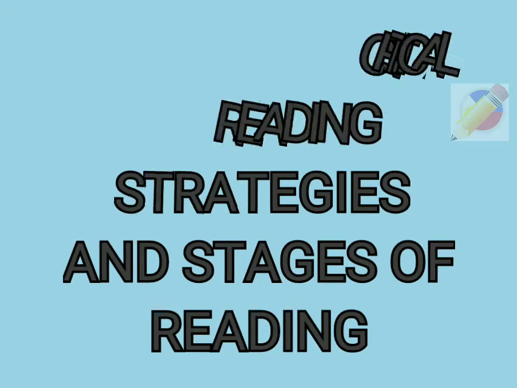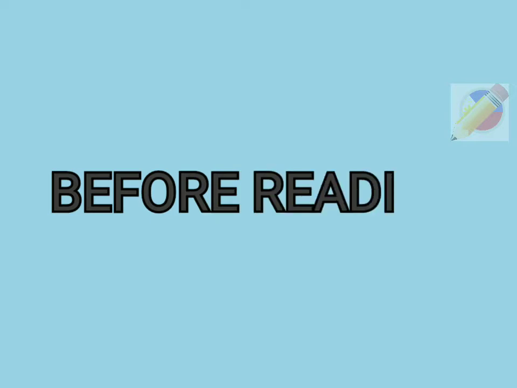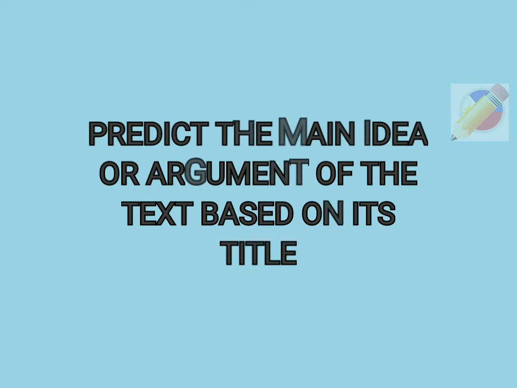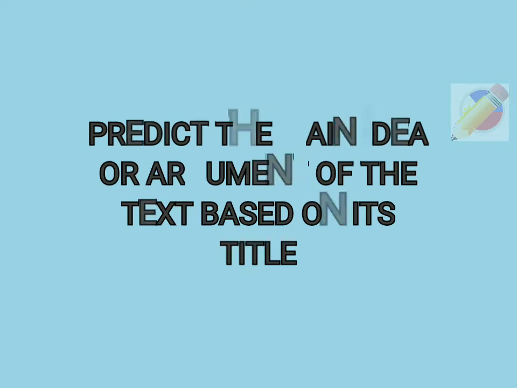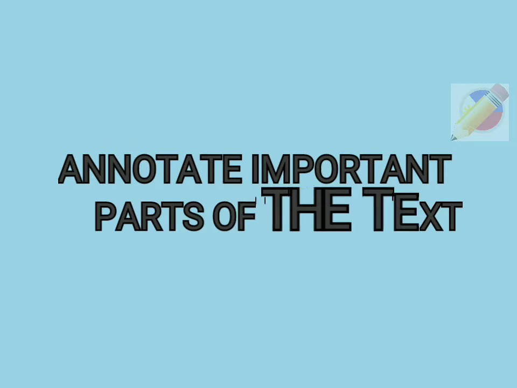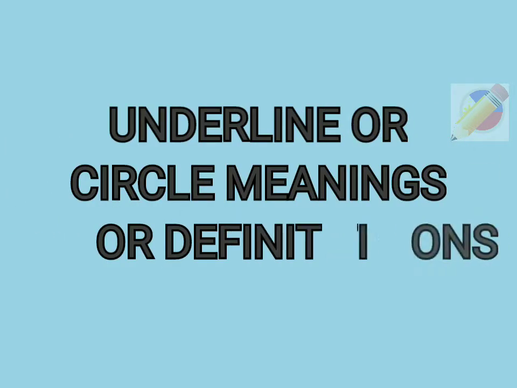So, let us know more about the different stages of reading. Before reading, determine your purpose for reading. Predict the main idea or argument of the text based on its title. State what you already know and what you want to learn about the topic. During reading, annotate important parts of the text. Determine the main idea of the text. Underline or circle meanings or definitions.